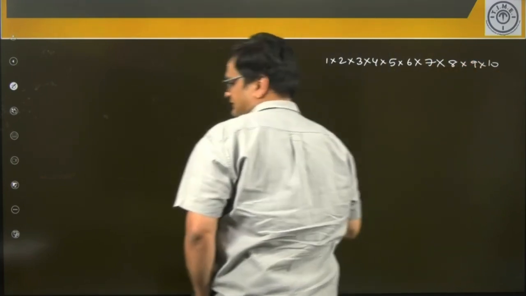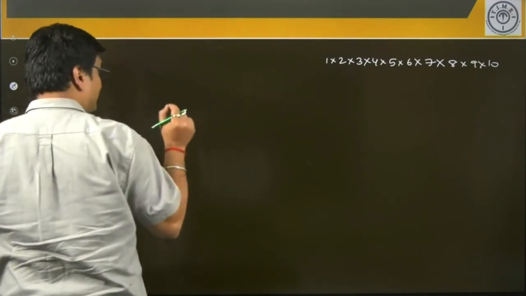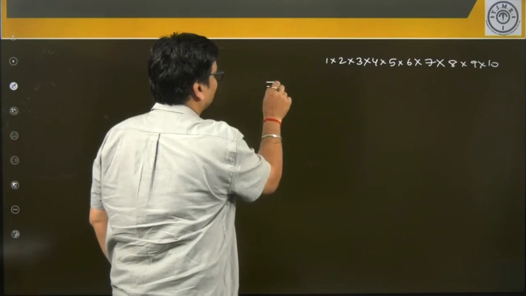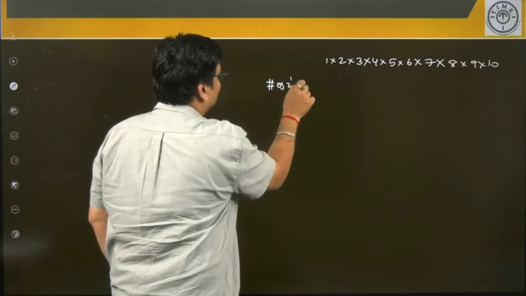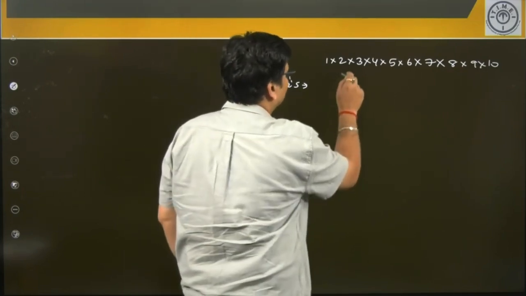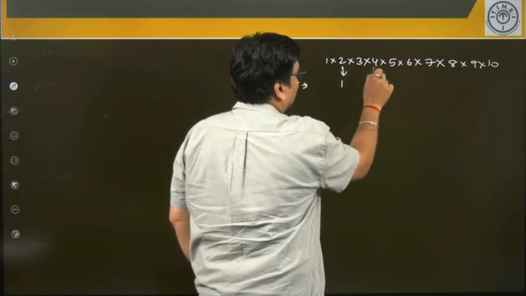Okay, 10 factorial. Now since we are finding IGP of 2 here, let's count the number of 2's first. So what will be the number of 2's? Please note, I am only counting 2's, not 4's or 8's. So how many 2's will be there? I will find 1, 2 here. I will find 1, 2 here.